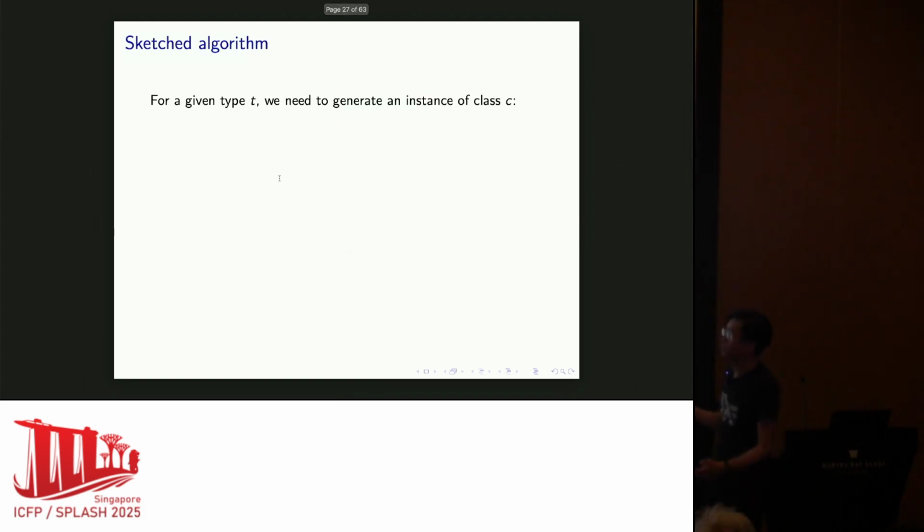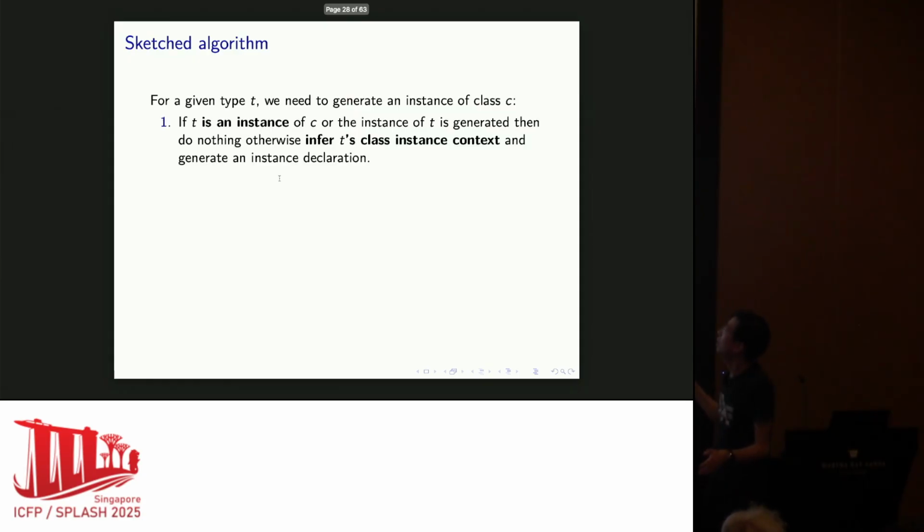So my sketched algorithm is that for a given type T, we need to generate an instance of class C. First, we check if T is already an instance of C, or the instance of T is generated by our algorithm. Then we do nothing. Otherwise, we infer T's class instance context and generate the instance declaration.